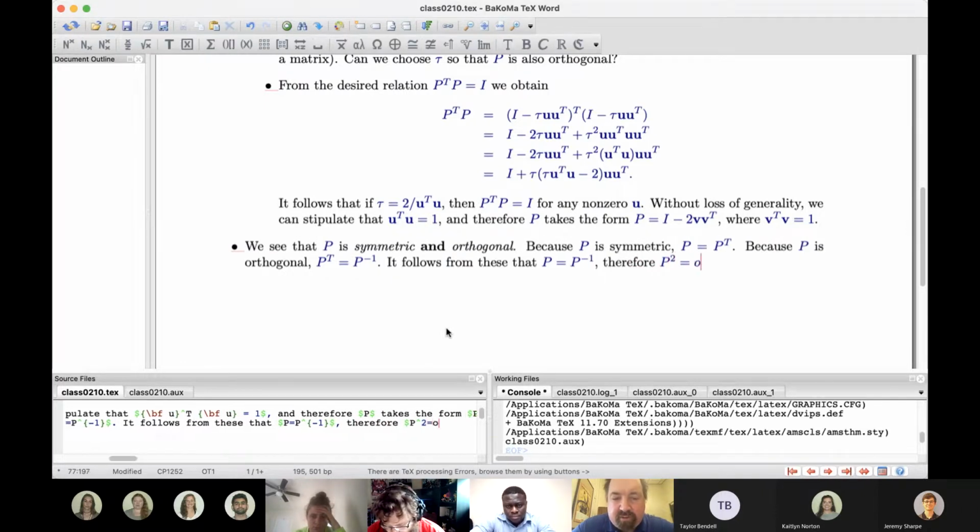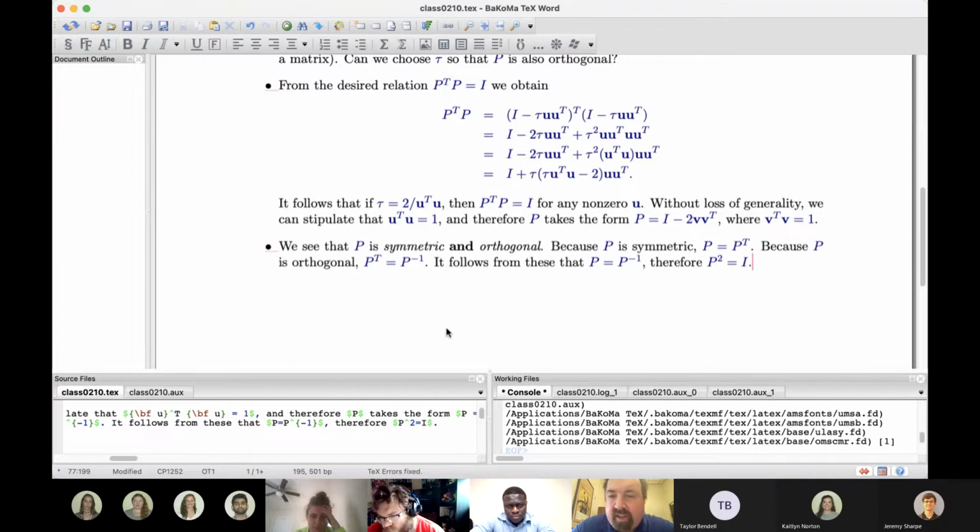So P squared is equal to identity. You would think that the only kind of matrix that would have that property is identity itself or minus identity or certain other tweaks thereof. But here's a matrix where every element can be non-zero, so far from a diagonal matrix, but you still square it and you get the identity matrix.